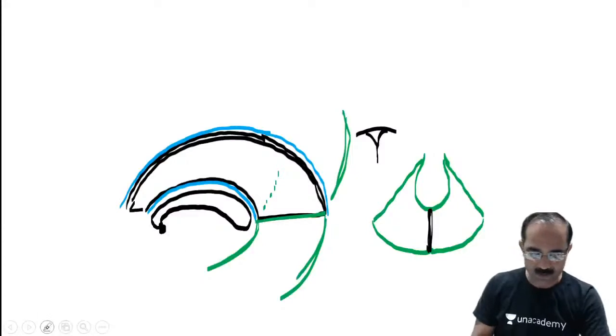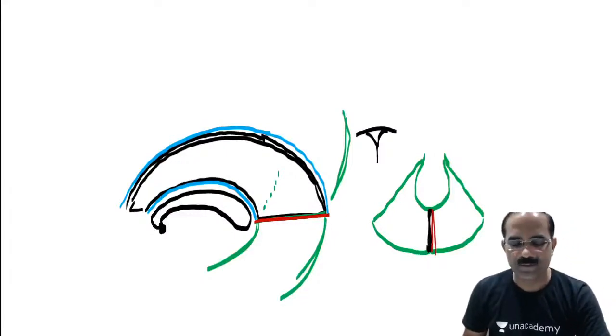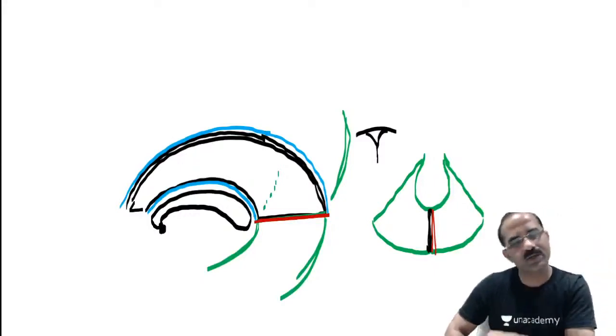And in this tentorium cerebelli, you get a sinus here. Can anyone answer this? What is this sinus here in the tentorium cerebelli? There is a sinus. Tell me. The inferior sagittal sinus will continue as that sinus. Simple. If I give you a hint, you will be able to identify.